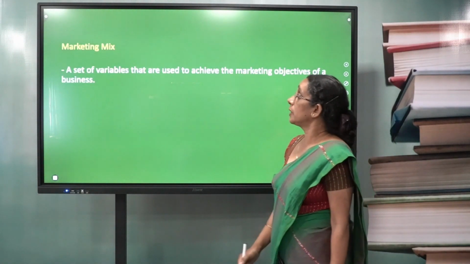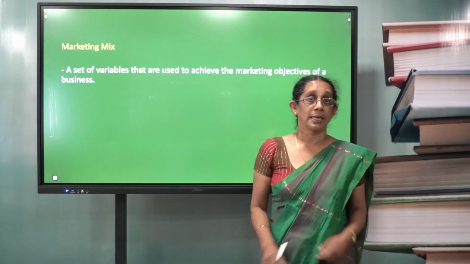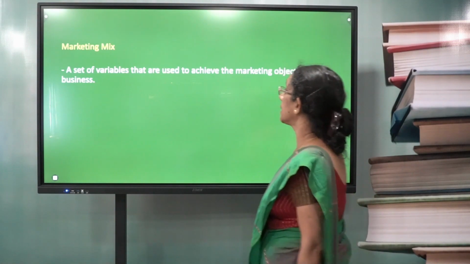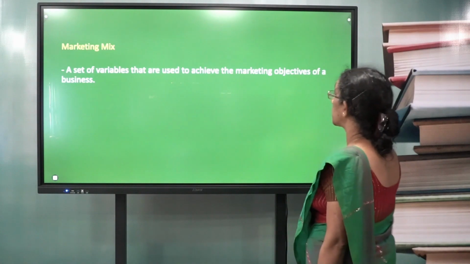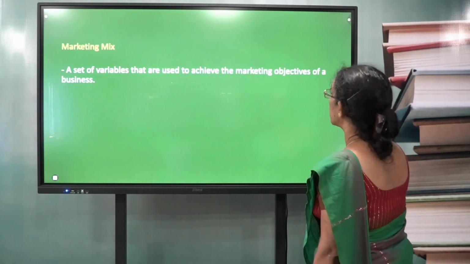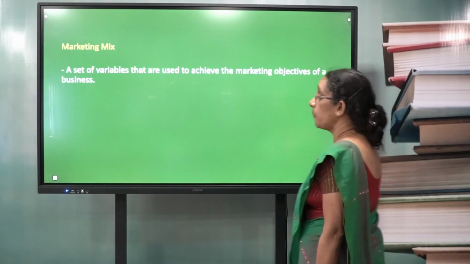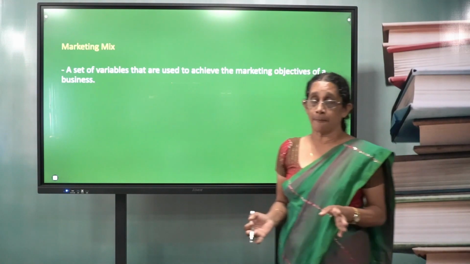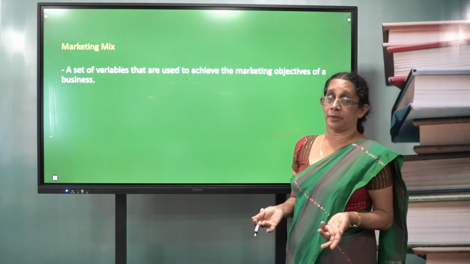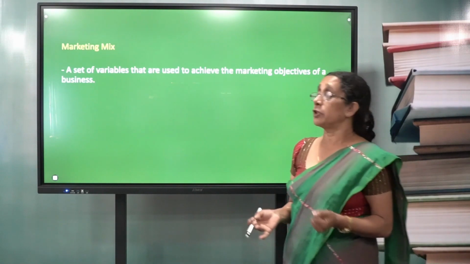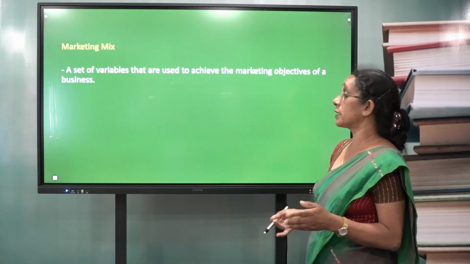Next we go to the marketing mix. Yes, marketing mix is a set of variables that are used to achieve the marketing objectives of a business. Now, we told that businesses try to achieve their business objectives. And we told that businesses have various functions.